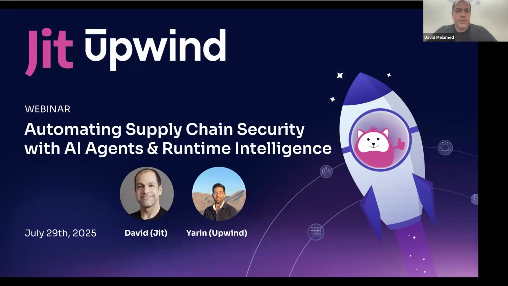Awesome. So we wanted to share with you today a very interesting topic. The webinar is called Automating Supply Chain Security with AI Agent and Runtime Intelligence. And it's actually a lot of words to explain something that is very simple. Basically, today there are new ways to take care of your supply chain security.